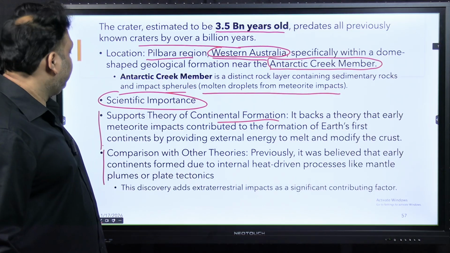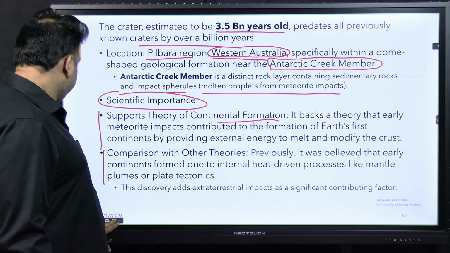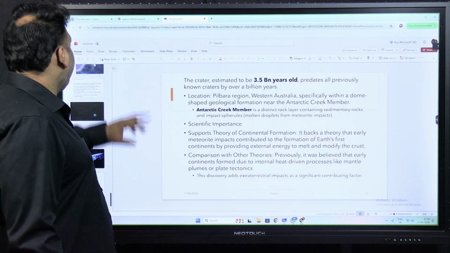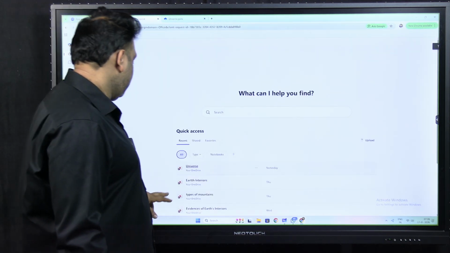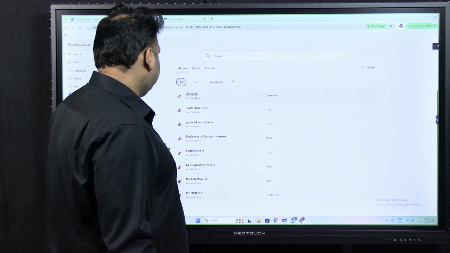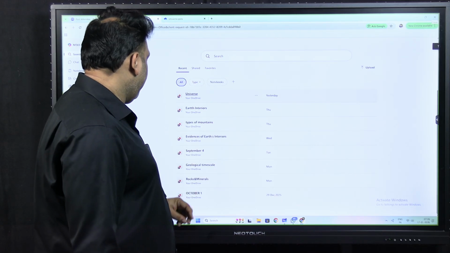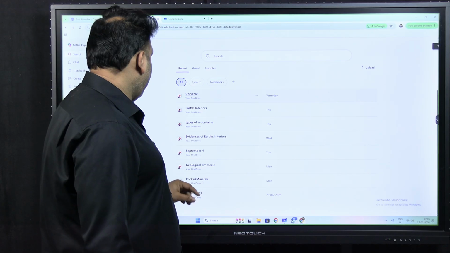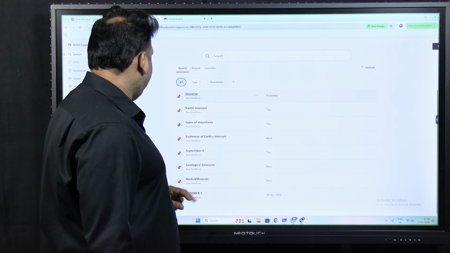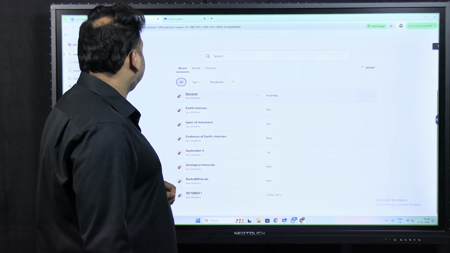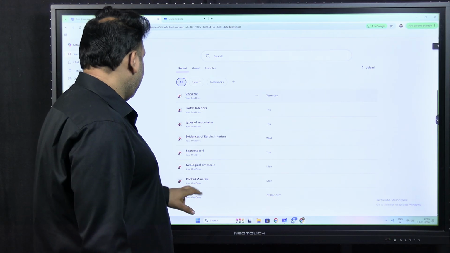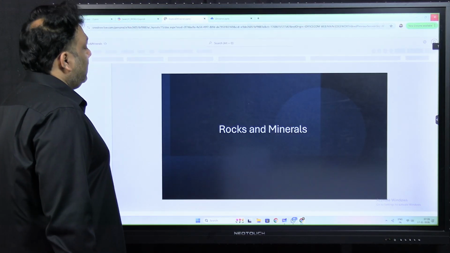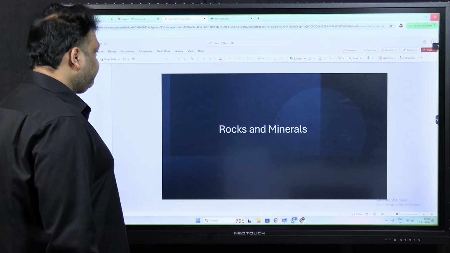Okay, so with this, we have done with the solar system. So we'll be entering into the next topic here. So next topic is the rocks and minerals.